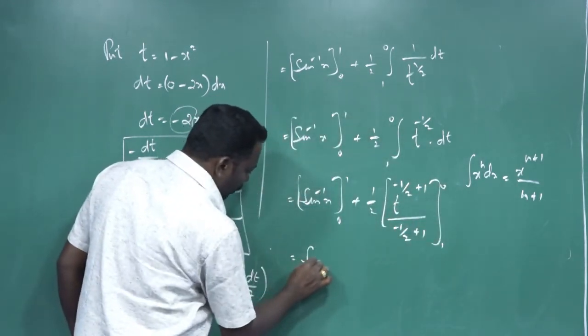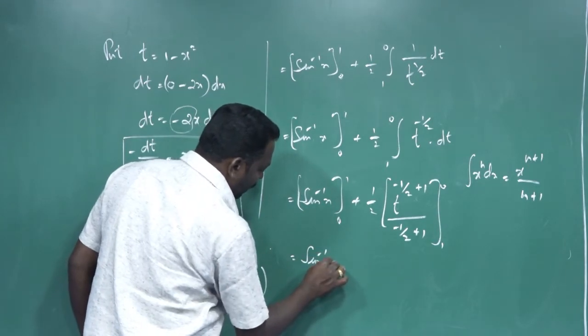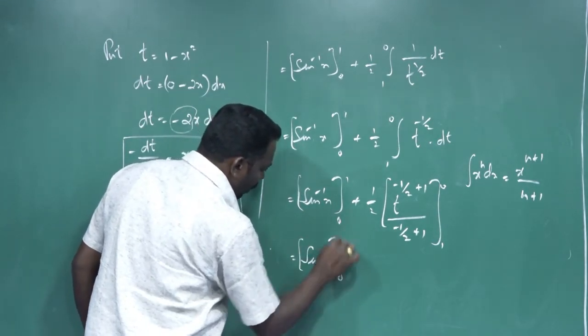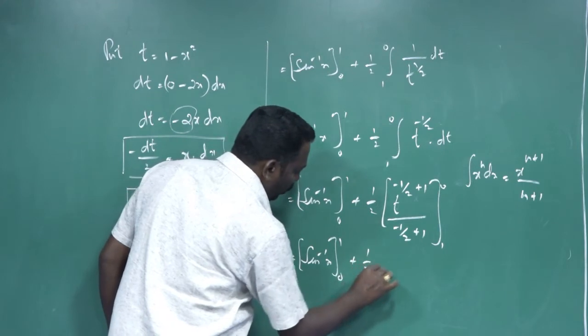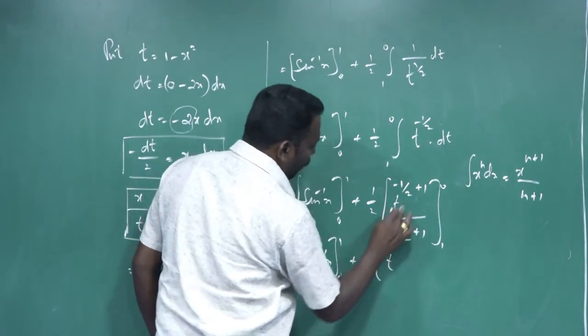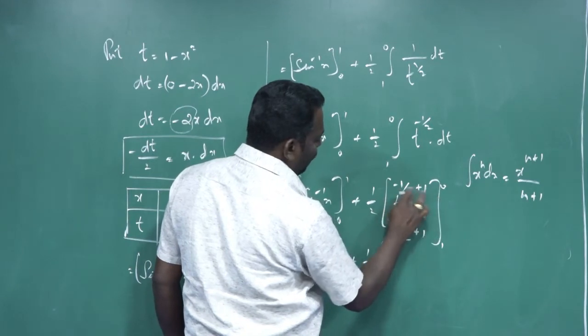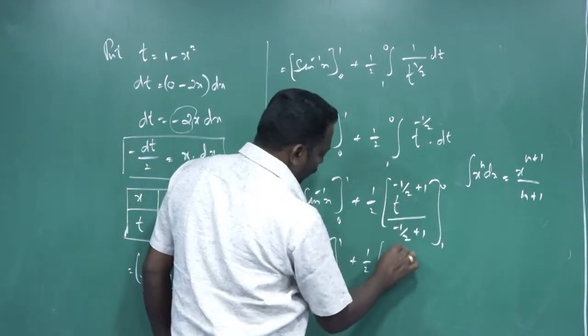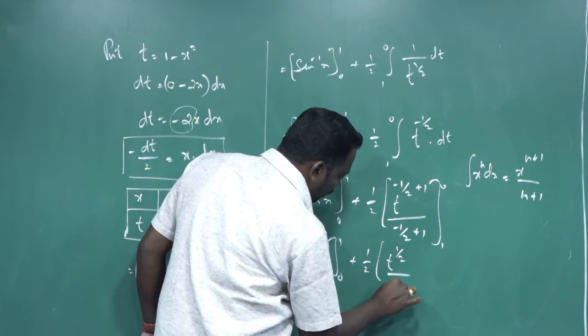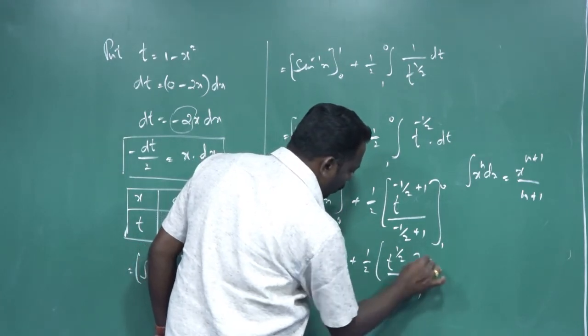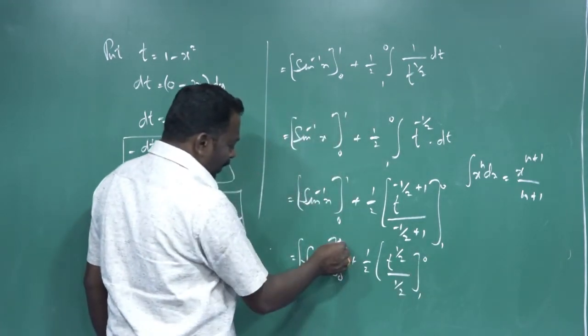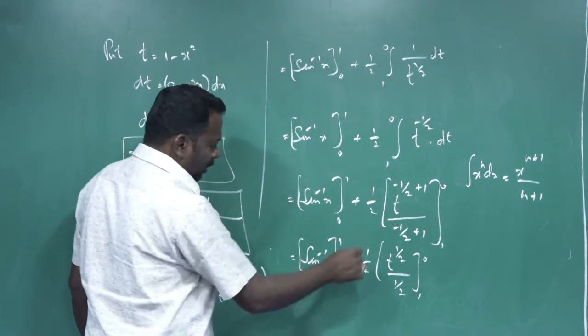That is equal to sin inverse of x, the limits are 0, 1 as it is, plus 1 by 2, within the bracket t power, taking common denominator, minus 1 plus 2, that is 1 by 2, similarly 1 by 2 is the denominator, limits 1 to 0. Now applying the upper limit and lower limit values, in the next line.